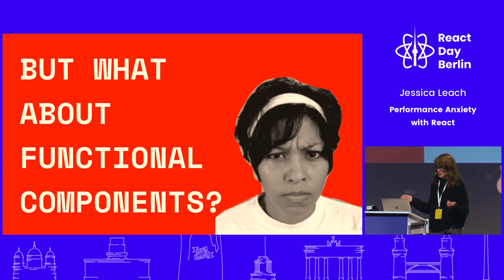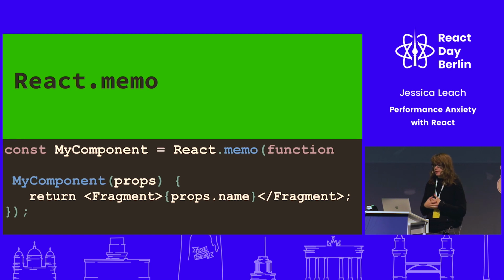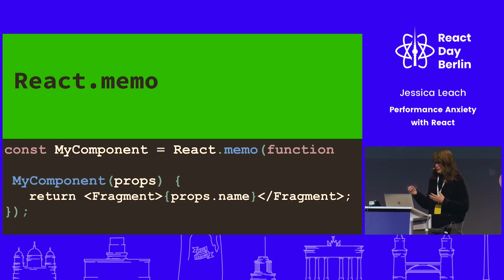But what about functional components? React.memo can be used for stateless or functional components. It's a higher order component, and it can give a performance boost by memoizing your component. That basically means that it stores and caches the result of the component so it doesn't re-render if the parent updates. It's similar to pure component, but it's only for functional components instead of classes, and it also shallow compares.